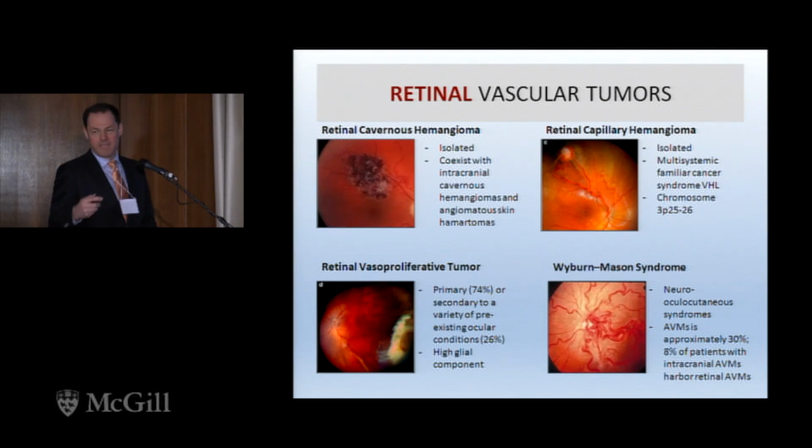What we typically see, and more often, are retinal vasoproliferative tumors, and these are little pinkish, yellowish types of lesions typically found in the periphery, unbeknownst to the patient for the most part, and to a lot of physicians until they start behaving badly and start to bleed, and that's where they start to manifest themselves. And these have a high glial component, but for the most part are primary neoplasms. And as I mentioned, Wyburn-Mason with the AVMs, also within the neuroocular cutaneous syndrome, although there is no cutaneous aspect to this disorder.